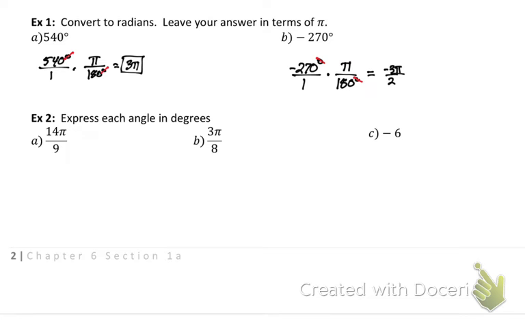All right, so that's how I go from degrees to radians. Now, to go from radians to degrees, I'm going to show you the long way. There's a quick way to do this sometimes. So we have 14 pi over 9. Now, here's my advice.